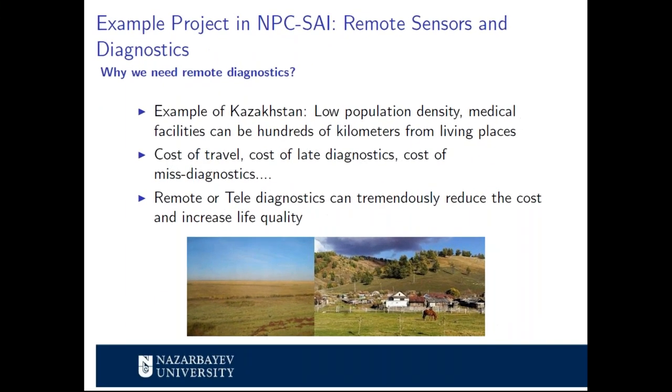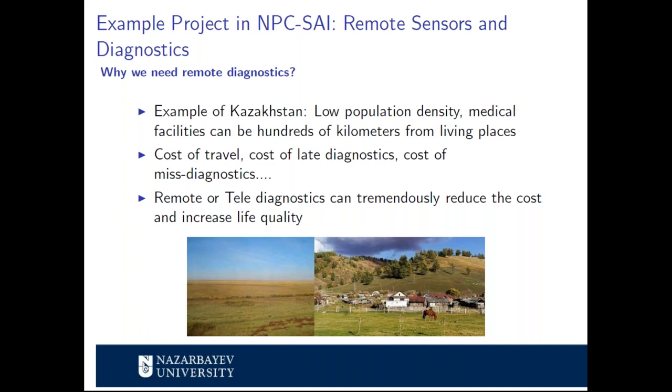Okay, so Kazakhstan is the 9th largest country in the world with a relatively low population, I think only around 19 million people currently, which essentially means that there are many locations that are relatively far from medical institutions or, let's say, medical experts, right?